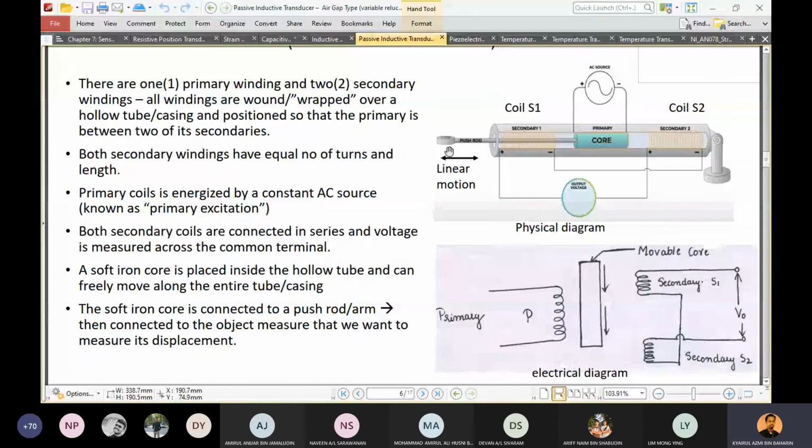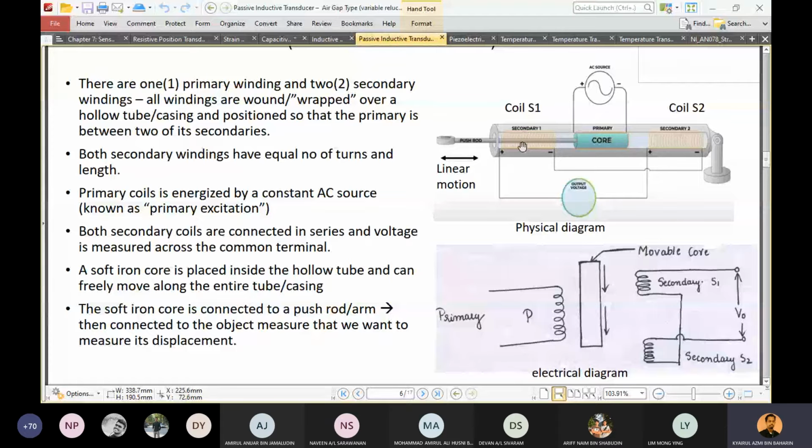The core can be moved. We can push it either forward or backwards. If we push it forward, the core will disturb the second coil here and it will produce a magnetic flux. If the core goes back, it passes through coil 1 and generates magnetic flux for coil 1.